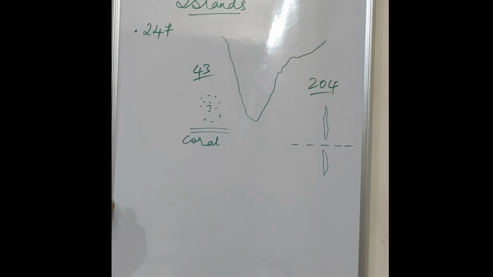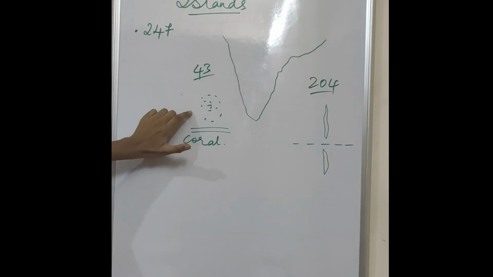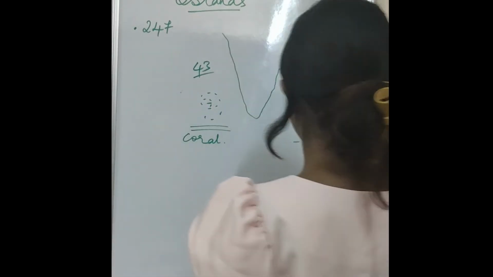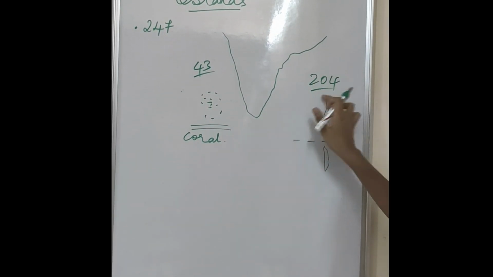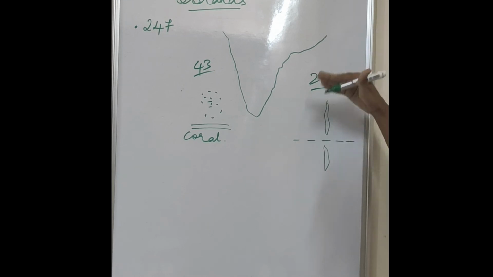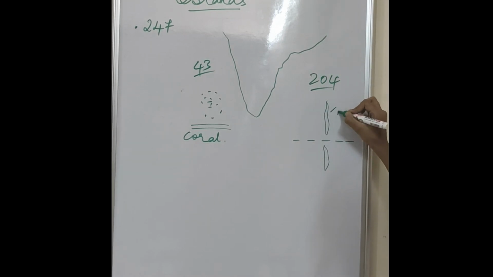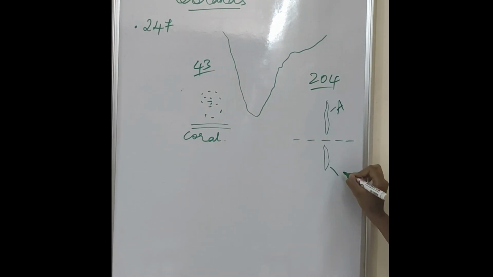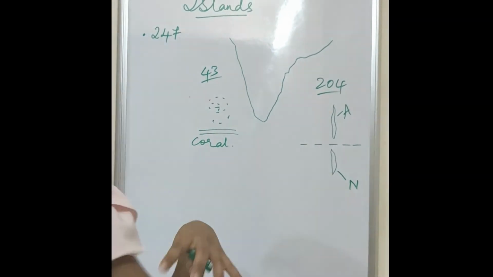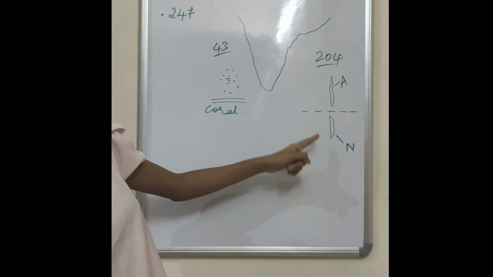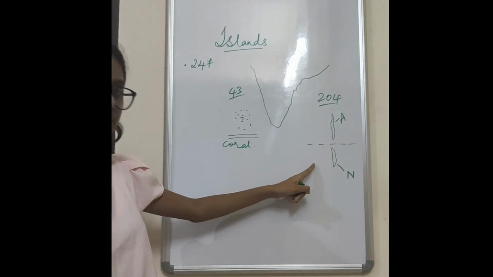Alright, so these are coral islands, and over here we have many islands, 204 in the Bay of Bengal. So the northern islands are collectively known as the Andaman, and the southern islands are called the Nicobar Islands, and they are actually mountains inside the ocean. So they are submarine mountains.